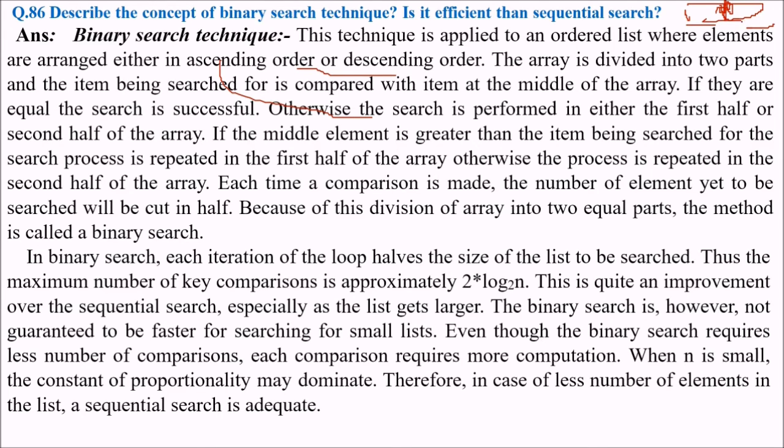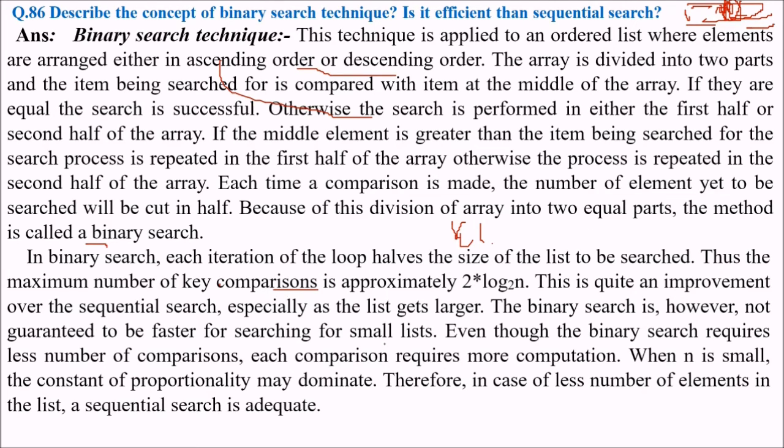If the middle element is greater than the item being searched for, the search process is repeated in the first half of the array. Otherwise, the process is repeated for the second half, the right one. Each time a comparison is made, the number of elements yet to be searched is cut in half, meaning 1/2, then 1/4, like this. Because of this division of the array into two equal parts, the method is called binary search; bi means 2. In binary search, each iteration of the loop halves the size of the list to be searched. So the maximum number of key comparisons will be 2 log n, base 2. This is quite an improvement over sequential search, especially as the list gets larger.